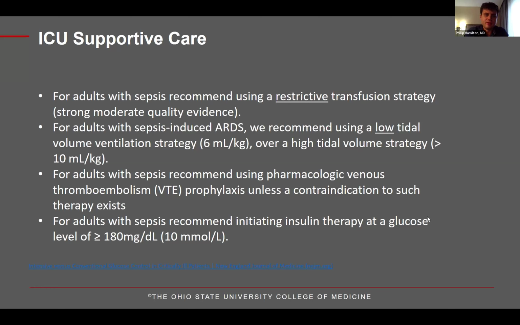Using pharmacologic DVT prophylaxis is really important for these patients who tend to be very sick, very pro-inflammatory, and often pretty immobile, at least in the short term. So really, really critical. And then for patients who have diabetes or have stress-induced hyperglycemia, the recommended insulin level for these patients is going to be targeting keeping the glucose less than 180.